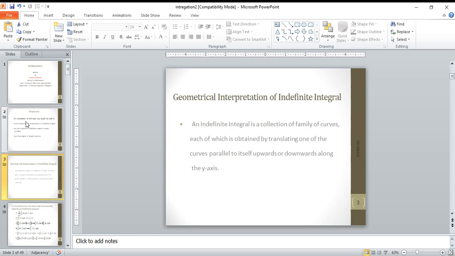An indefinite integral is a collection of a family of curves, each of which is obtained by translating one of the curves parallel to itself upwards or downwards along the y-axis.